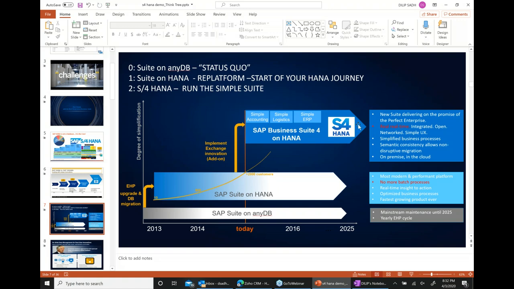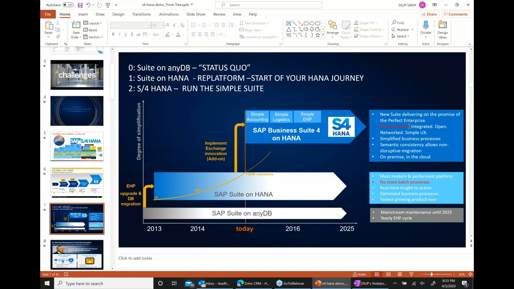Now, if you look at all these different points, I highlighted one, the second bullet point. Because there are so many bullet points, we could talk about all of them for many, many hours. We have something called real time.